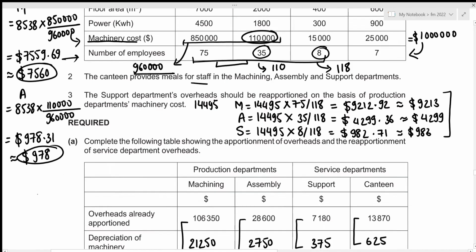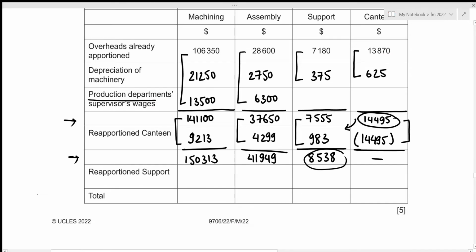Now we need to record these two values in our table as well. Let's do that. So for machining department, we figured the value to be 7,560, and for assembly department, it was 978. And since we apportioned these values towards these two departments, we need to subtract the exact same value from the support department. So that's 8,538, but in a bracket indicating that this needs to be subtracted.